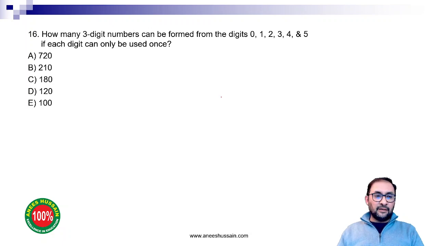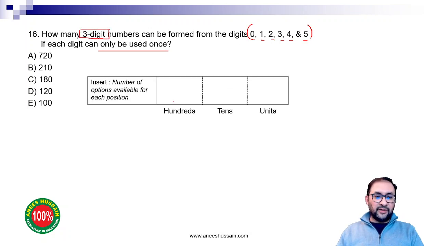Question number 16. This question is about creating numbers from different digits. It says how many 3-digit numbers can be formed from the digits 0, 1, 2, 3, 4, 5 if each digit can be used only once. So repetition is not allowed. We have 6 digits available that we can use. We have to create numbers that contain 3 digits. So there are 3 positions to fill: the hundreds, the tens, and the units.